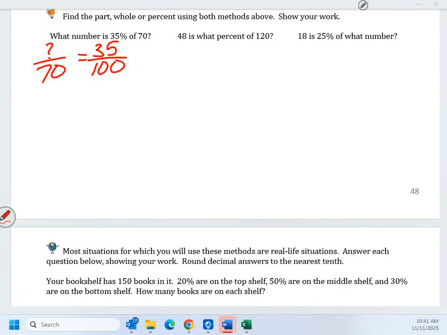It is a proportion. So that tells me whatever I do to the bottom, I do to my top. Do I know how to go from 70 to 100? Do I know what I'm going to multiply by? No. So what do I do that's the opposite, Clara? Reduce. I could reduce. How would I reduce that?